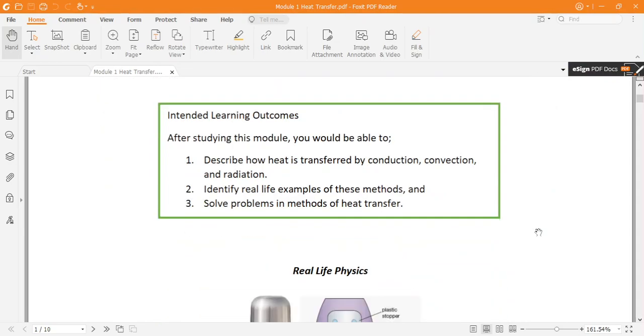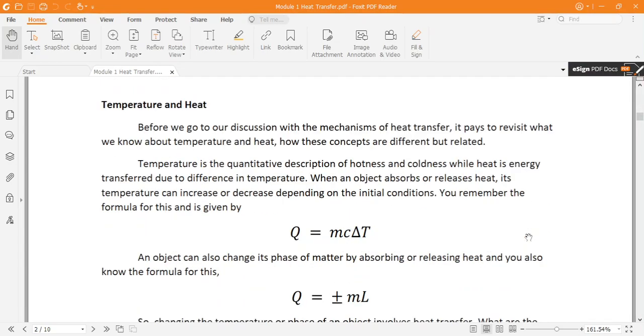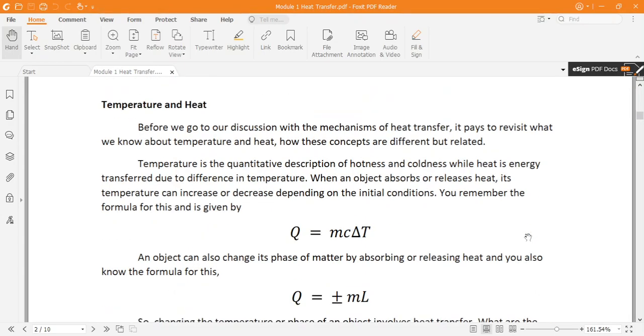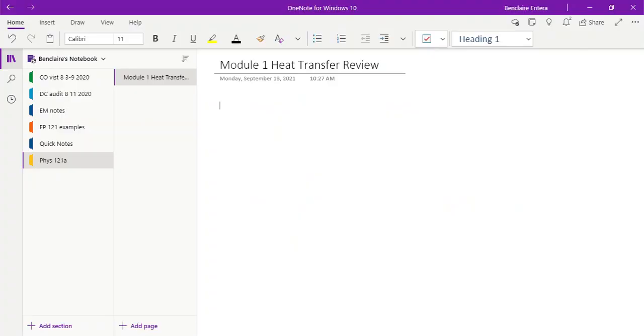Again, we discuss directly the mechanisms of heat transfer because we assume that you already discussed this topic, temperature and heat, in your senior high school. But let us discuss a little bit about this one to clarify the difference between temperature and heat so that we can understand better the mechanisms of heat transfer.